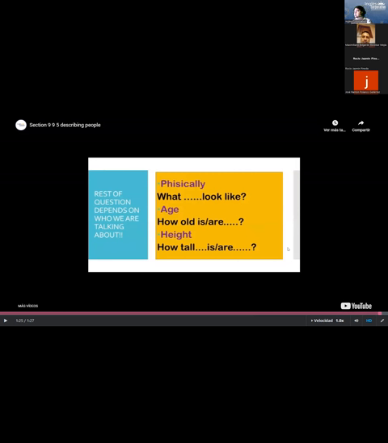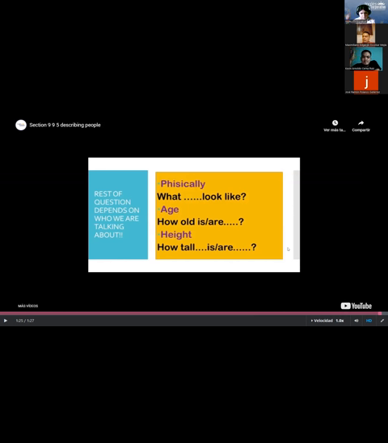So for example, if I'm talking about a cousin, I'm going to say, what does your cousin look like? Or what does your girlfriend look like? What does your teacher look like? Then to talk about the age, we are going to say how old is, and then the subject. It can be a pronoun like he, she, or it can be how old is Carlos? How old is Maximiliano? How old is Rocio? We can use the name of the person, okay? Kevin, tell me.